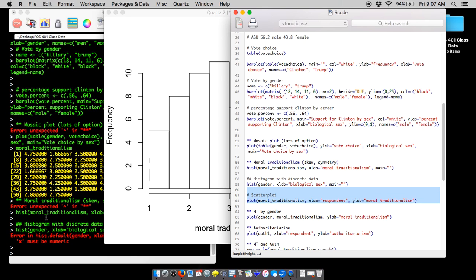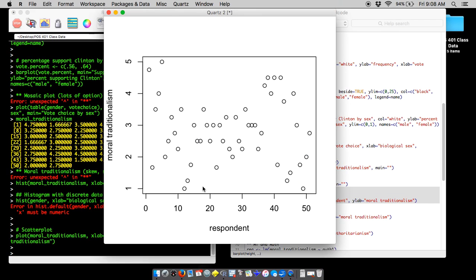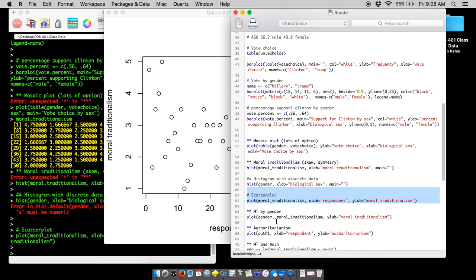We could also run a scatter plot with moral traditionalism, right? This gives us the respondents on the x-axis. So this is respondent 1, and respondent 1, the very first person that took the survey, is this dot here. This person scored pretty high on moral traditionalism. The last person that took the survey, number 51, is here right in the middle of the moral traditionalism scale. What you can see here is that people are kind of spread out all over, but the bulk of the responses are in this middle area, and slightly downward, right? As we saw, the histogram was a much better picture of that.